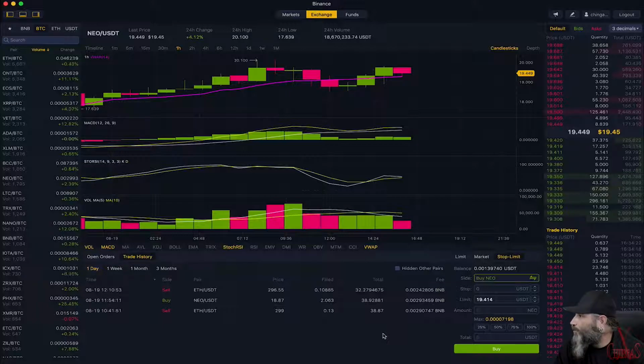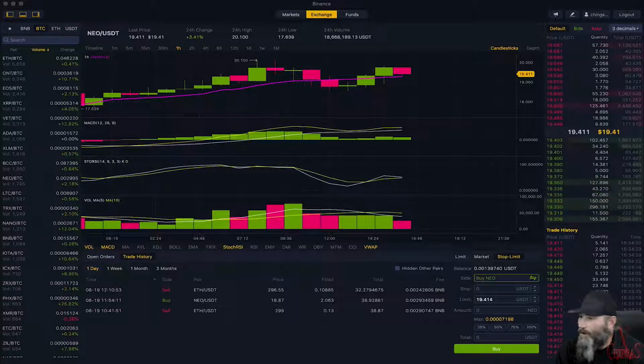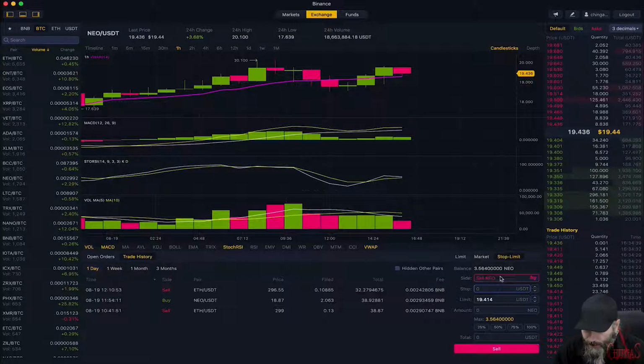So we're going to take a look over at our chart, and we said 16.2 is the loss we're willing to take, right? That'll be approximately a 13% loss if it does retrace that low. So we're going to go sell. We want to sell NEO. We'll sell it back to Tether just to keep life nice and easy.